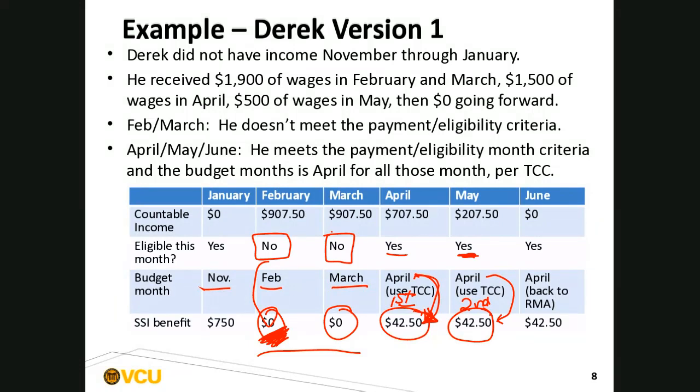What they're doing is slowly getting Derek back to the RMA cycle. By the time we hit June, his countable income is 0, and so yes, he would be eligible for an SSI check this month. And what happens in June is they use the income from April as the amount of the SSI. So now we are back to the RMA cycle. Income from April was used to calculate June. And from here on forward, income from May will be used to calculate July.